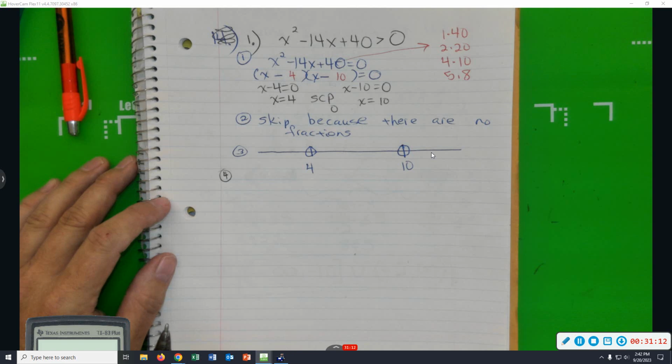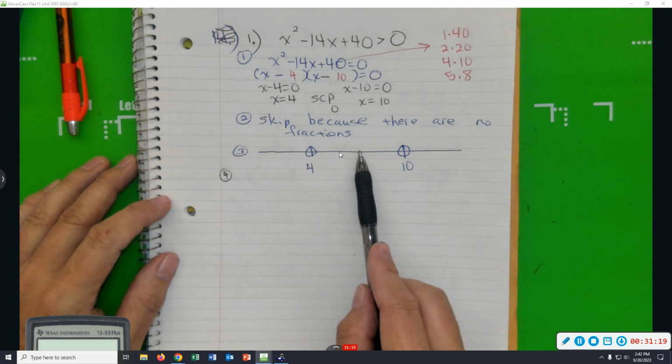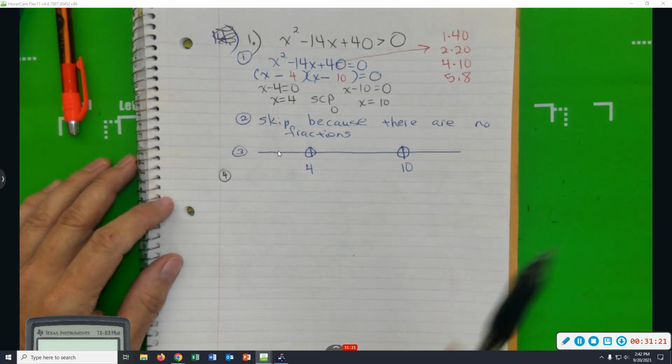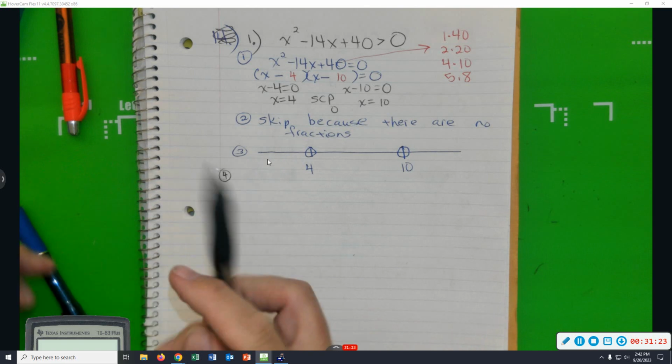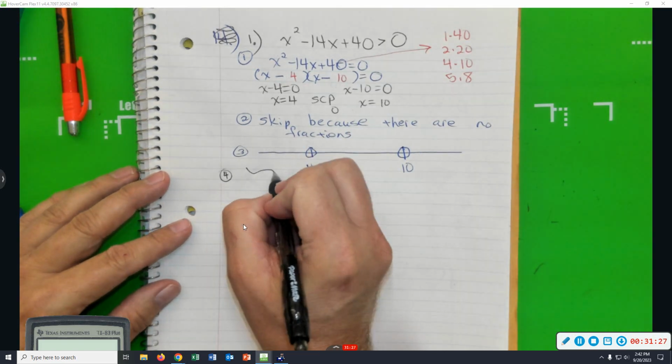What's the easiest number to plug in? 0. Which interval contains 0? Interval 1, 2, or 3? 1. Okay, so we're going to test 0. 0 is to the left of 4, so I'm going to test 0.